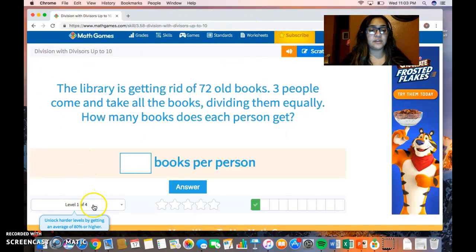And notice there are levels. So right now I'm on level 1. You guys are going to start on level 1 as well and work your way up to 4. Once you guys are done, if you guys have any questions during or after your activity, I'm going to be around, and you guys can ask me whatever questions you guys have.